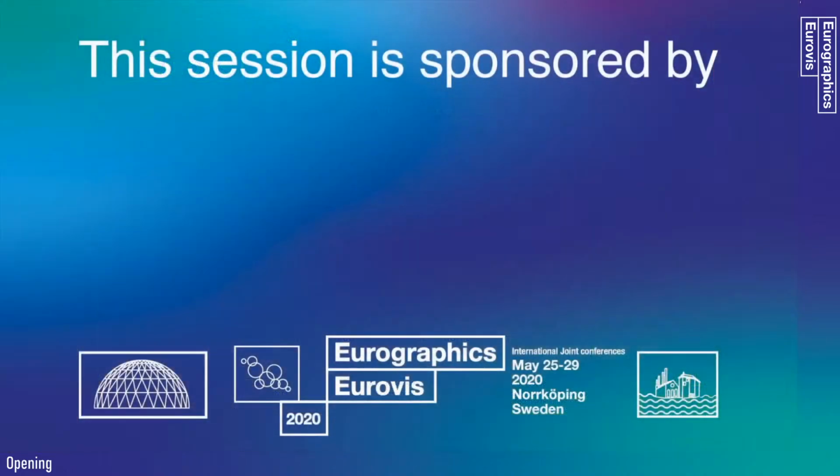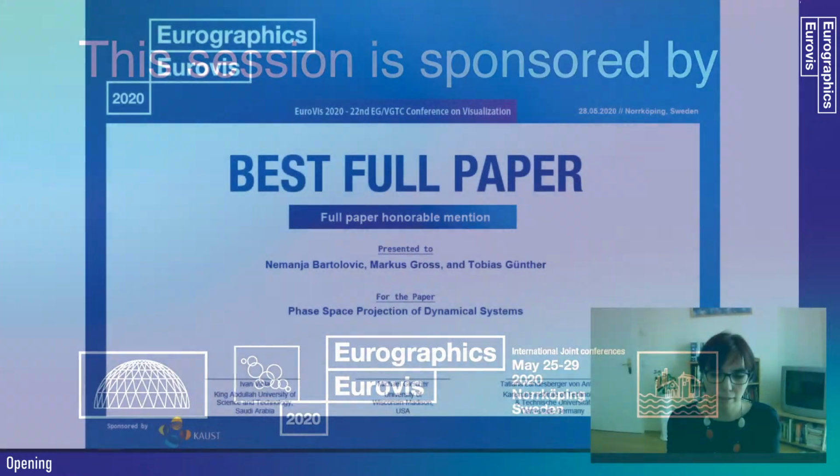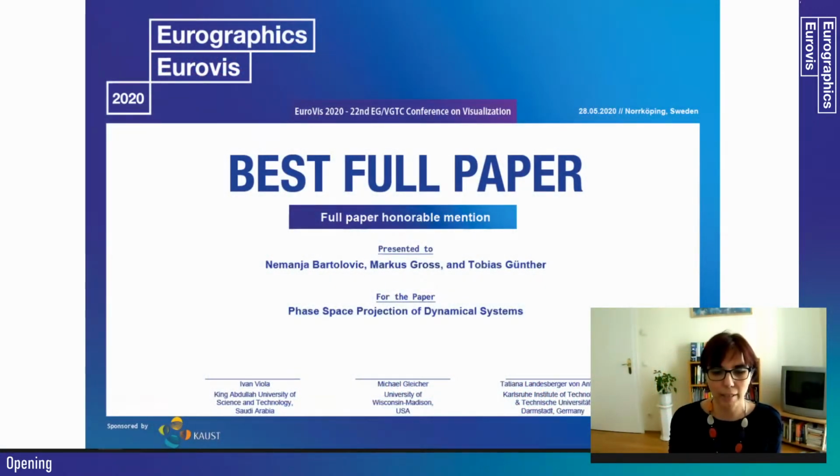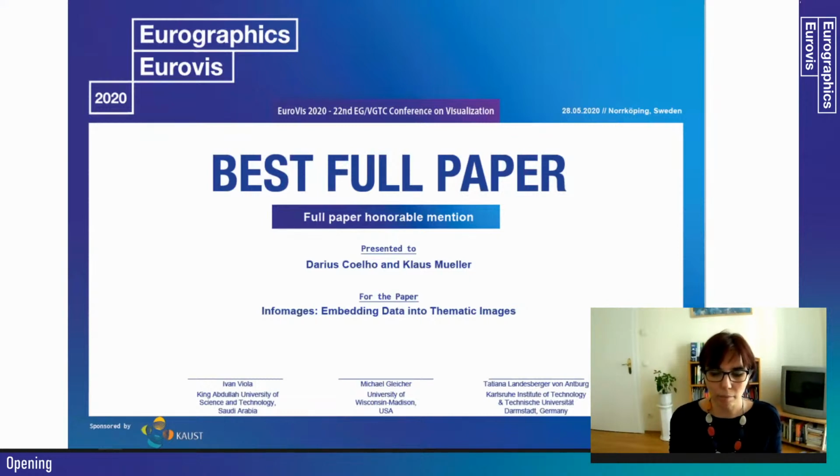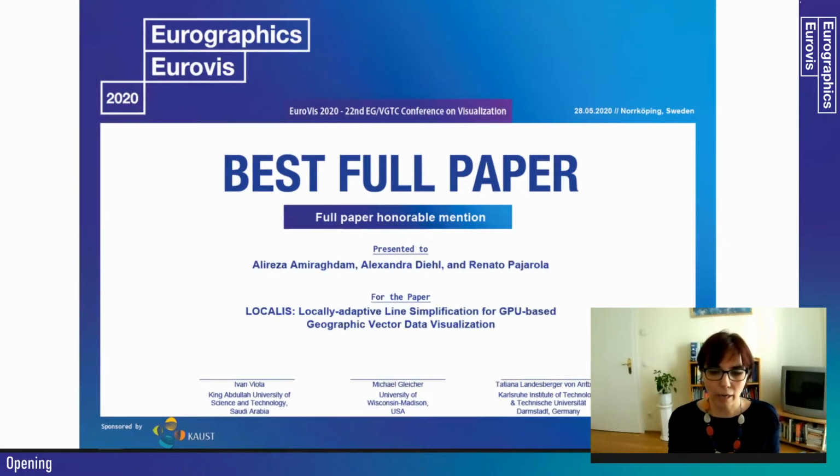Before we start with the presentation of the best full paper, I would like to also congratulate the honorable mention papers, which are Phase Space Projection of Dynamical Systems by Nemanja Bartolovic, Markus Gross, and Tobias Günther, as well as the second honorable mention paper called Infomages, Embedding Data to Thematic Images by Darius Coelho and Klaus Mueller, and Localis, Locally Adaptive Line Simplification for GPU-based Geographic Vector Data Visualization, authored by Ali Reza Amiraghdam, Daniel Adil, and Renato Pajarola. So big applause to all the 4 papers.